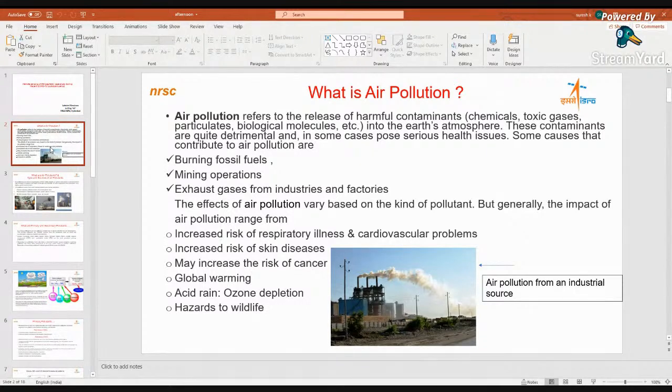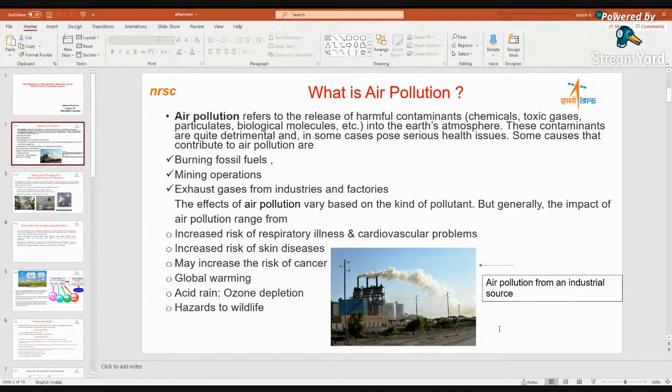And next, that is nothing but the burning of fossil fuels and also the exhaust gases from industries and factories. So these industries and factories release harmful gases. For example, in this photograph there is air pollution from an industrial source, such as power plants. Power plants mainly emit sulfur dioxide.